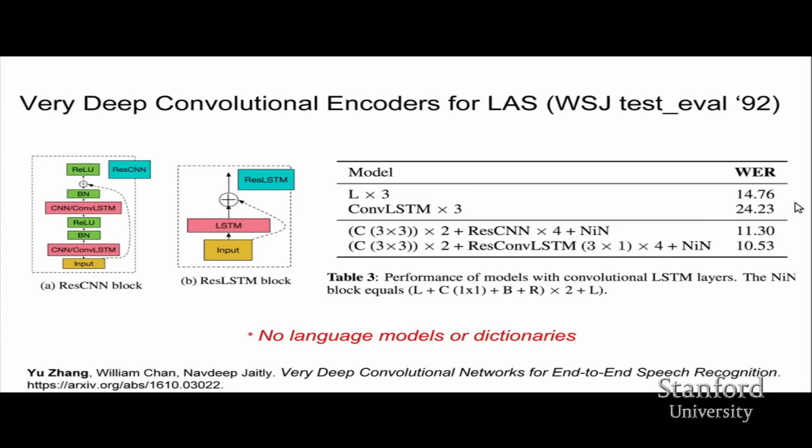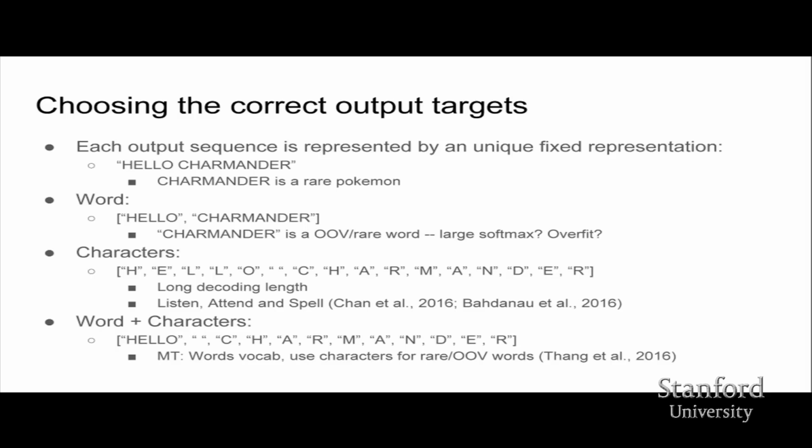When we did that, we found very good results. If you take a baseline on a task called Wall Street Journal, it goes from something like 14.76 word error rate down to 10.5 just by using this very specific trick on how to do these convolutions. So deeper continues to be a good motto.